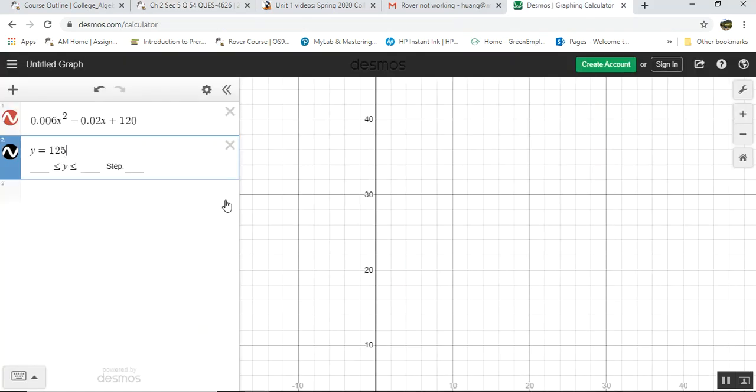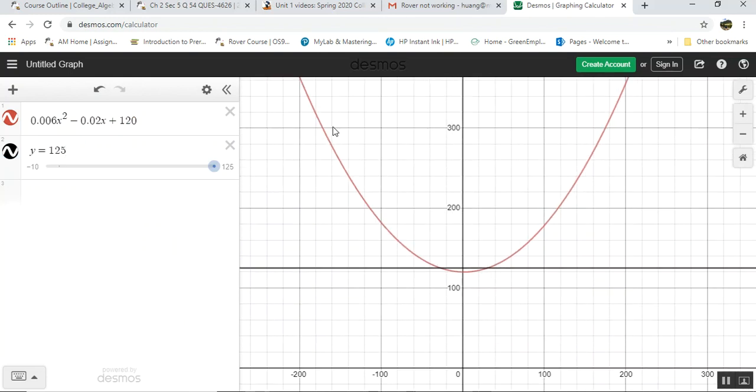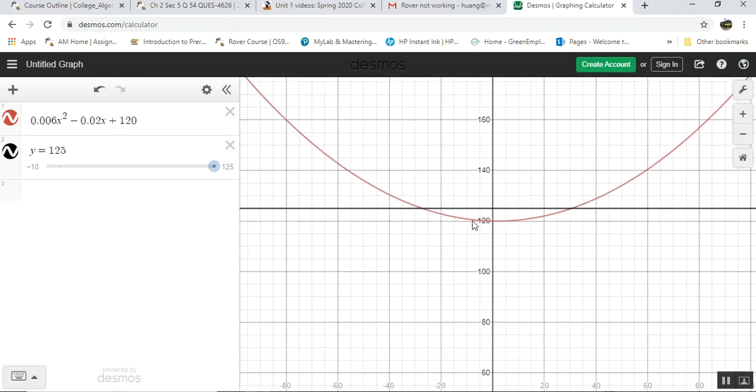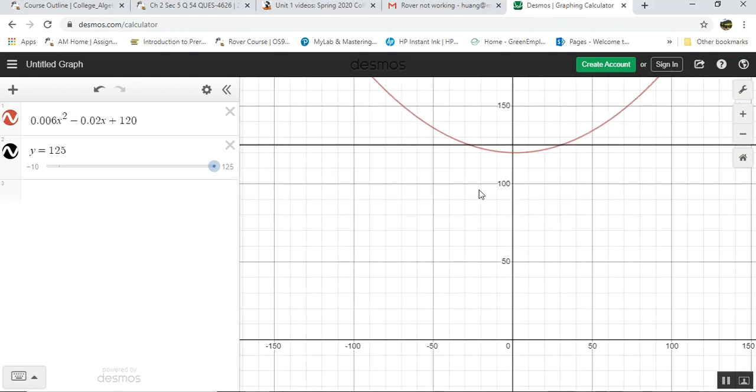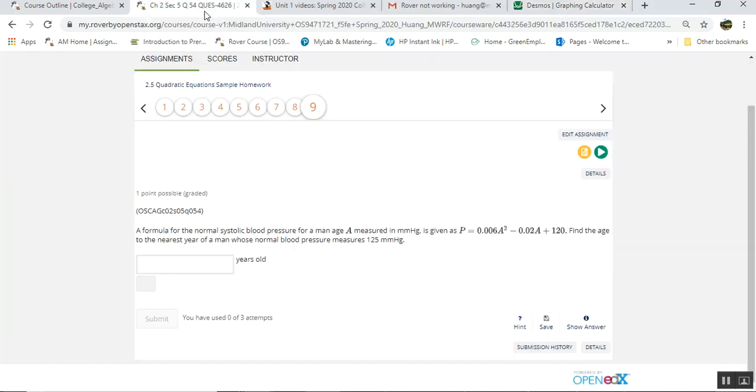So okay, now you're going to zoom in and out. So I'm going to zoom out. Actually, you see the graph here. This is the blood pressure, and this is 125. So I do see that there are two solutions. One is a negative solution right here, negative 27. So negative age doesn't make any sense. So therefore, this is the solution that we are looking for, right? 30.58. So 30.6 years old. The question asks you to round up, so you should round up. So we do have a target answer like 30.6.